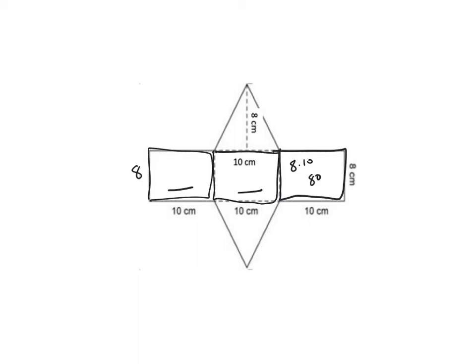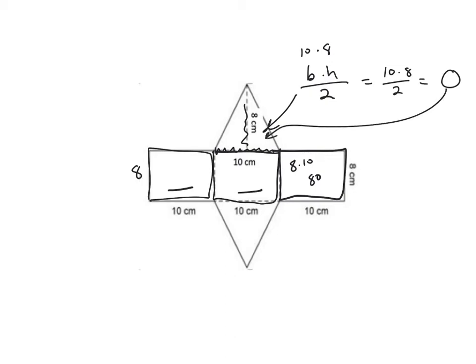Okay? For the triangles, remember that your formula is base times height divided by 2. How long is that base? The base is 10. The height is 8, and then we're going to divide it by 2. So again, do 10 times 8 divided by 2 and see what you get. Whatever you get, write that in your triangle. Do the same thing down here to find that. And since they're the same, you're going to have the same thing.